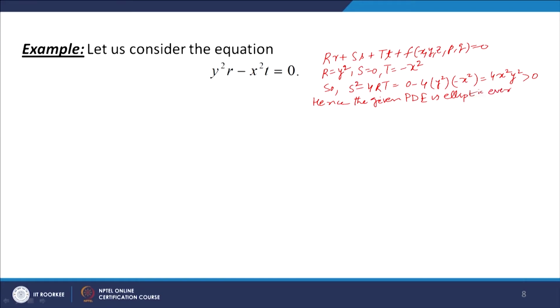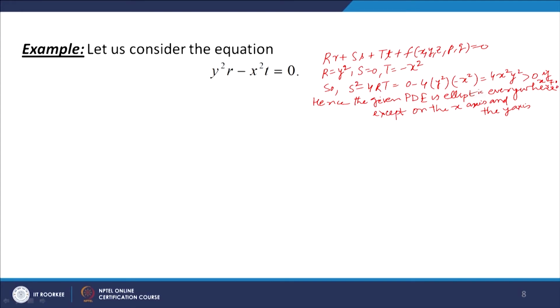everywhere, except on the x axis and the y axis. So, this is greater than 0 if x is not 0 and also y is not 0. Okay. x is not 0 and y is not 0.